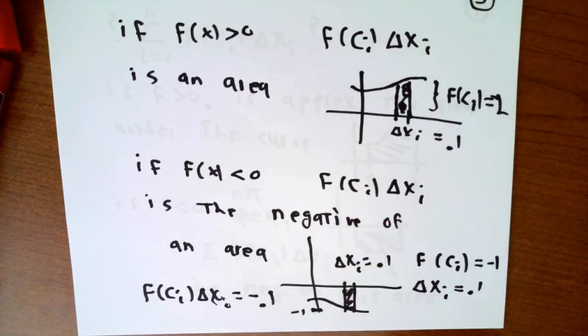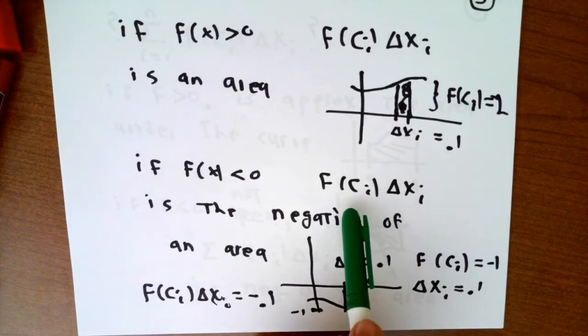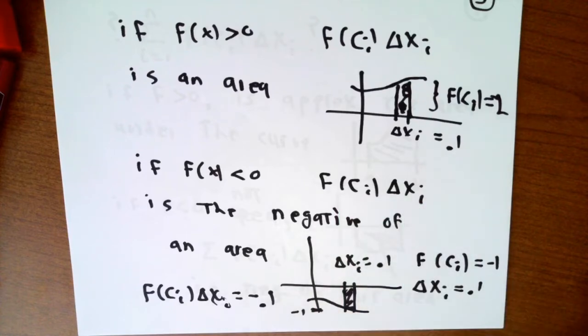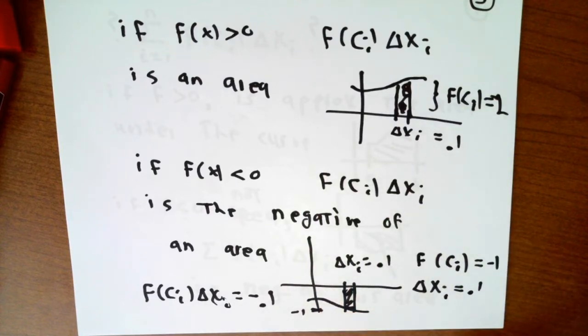area of this rectangle. You have to be careful, though. On the other hand, if the function value is negative, then f at ci times delta xi is a negative number times a positive number, which will be negative. This quantity is not an area then, it's the negative of an area. So, for example, f at ci might be negative 1, delta xi might be 0.1, the product would be negative 0.1. That's not an area because areas can't be negative.